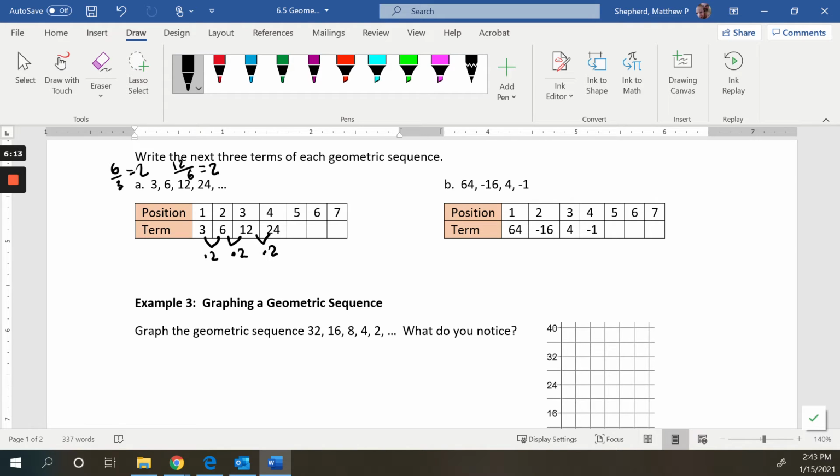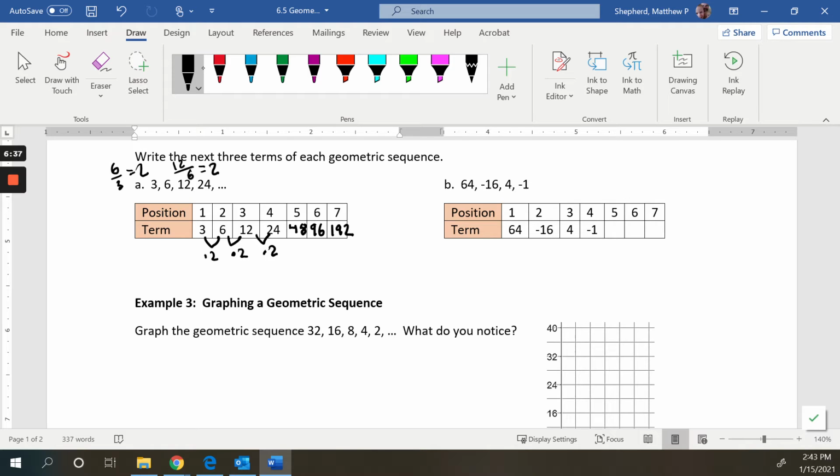So now we continue it. 24 times 2 is 48. 48 times 2 is 96. 96 times 2 is going to be 192. And we've successfully found the next terms in that sequence.